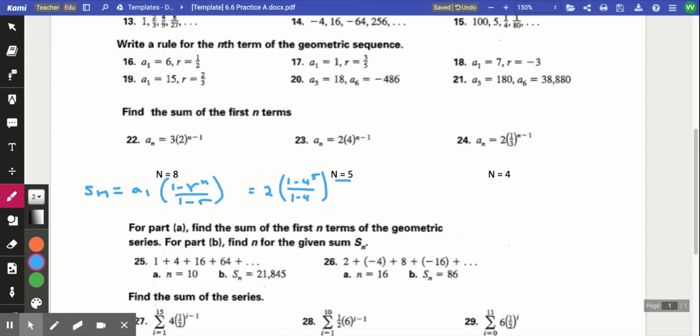So 1 minus 1,024 will give me a negative 1,023. Bottom is going to be negative 3. So make these obviously both positive. You'll get 341. And remember, you still have to multiply the 2, right? So 2 times 341, don't forget, which should give you 682 as a final answer.